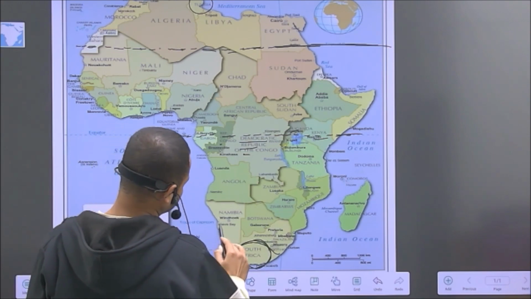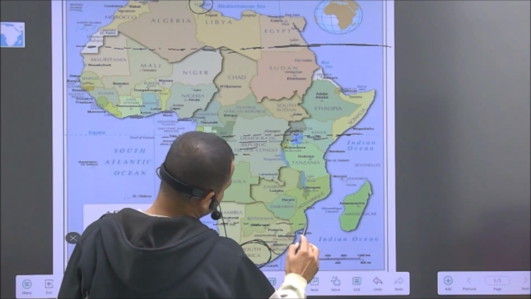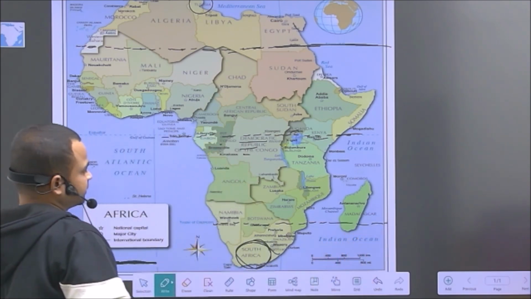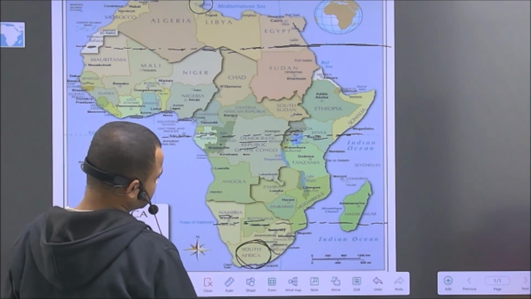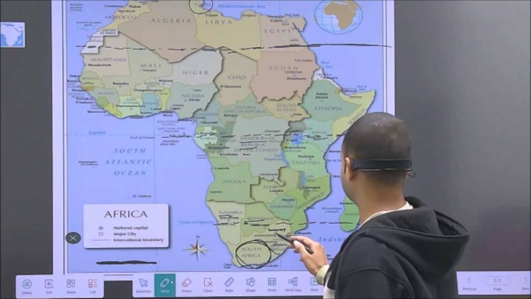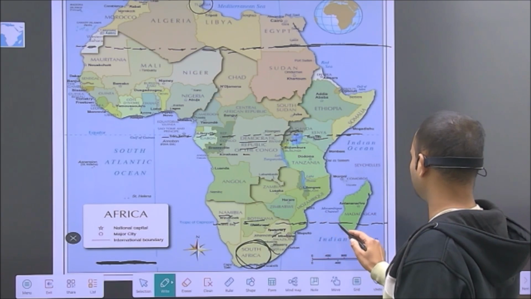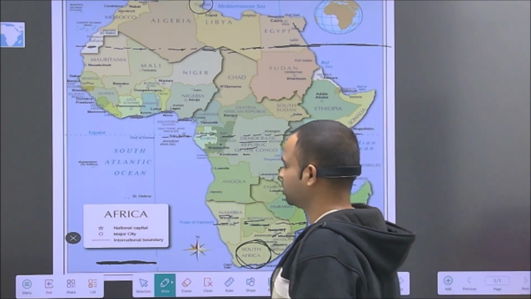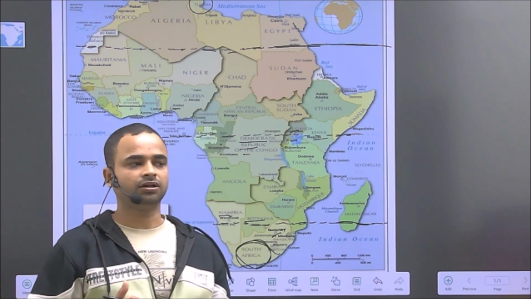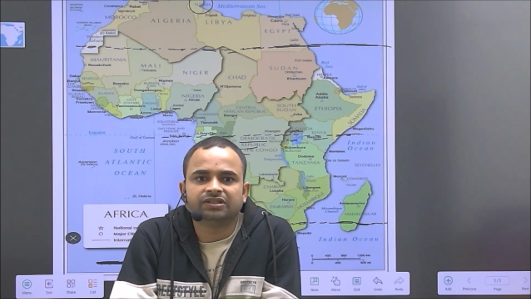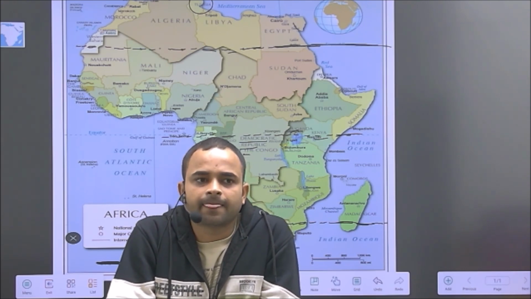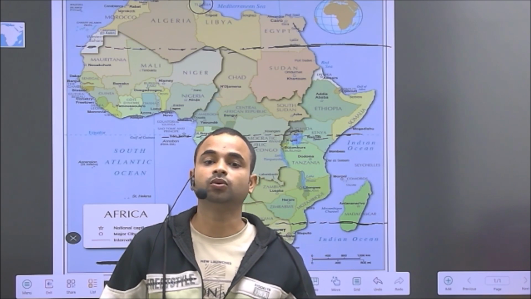From here the Tropic of Capricorn is passing. That means Namibia, Botswana, South Africa, Mozambique and then Madagascar. So we have shown where the Tropic of Capricorn and the other virtual lines are passing. Now we will see the physical landscape of Africa, and with the physical landscape we will see important places and important locations of Africa.